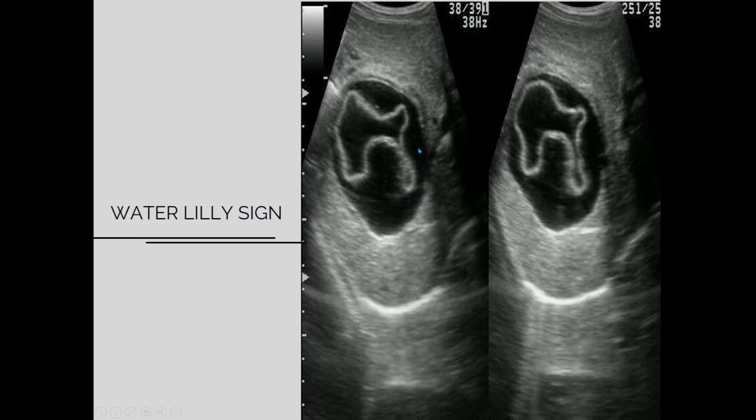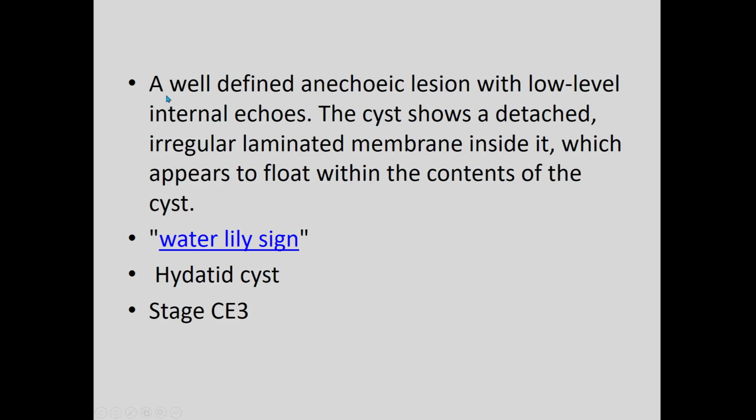Here you can see, basically this is an anechoic lesion in which you can see the floating membranes. I will just tell you how to write down in your findings in the next slide, inshallah. For example, I have just written down here: a well-defined anechoic lesion with low-level internal echoes. The cyst shows a detached, irregular, laminated membrane inside it, which appears to float within the contents of the cyst. This is the water lily sign.